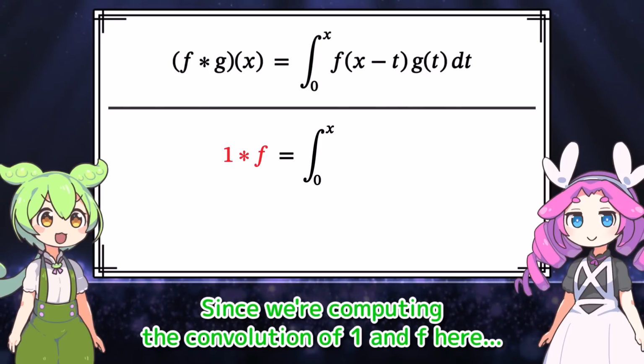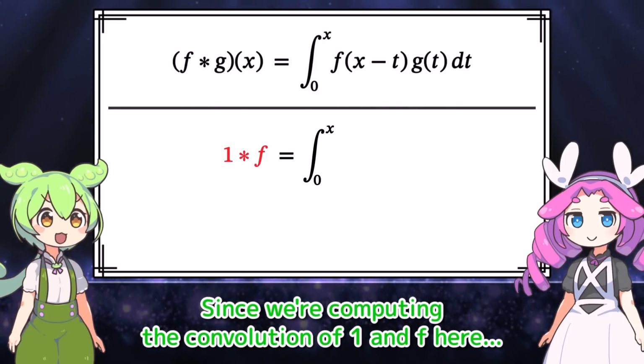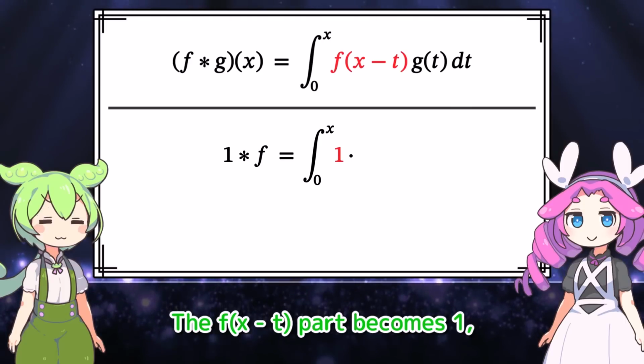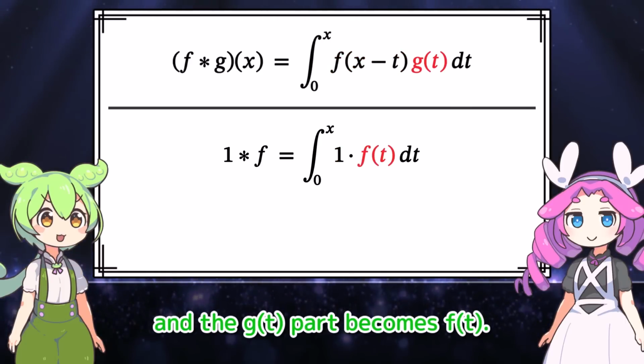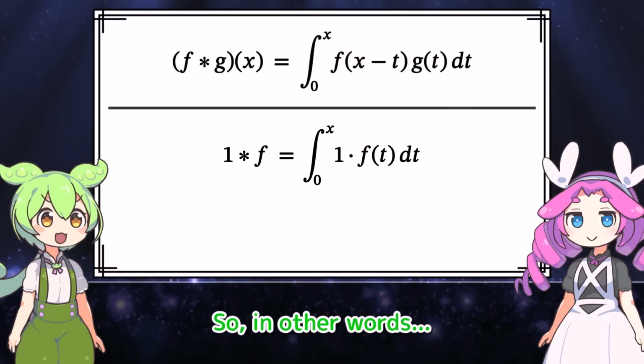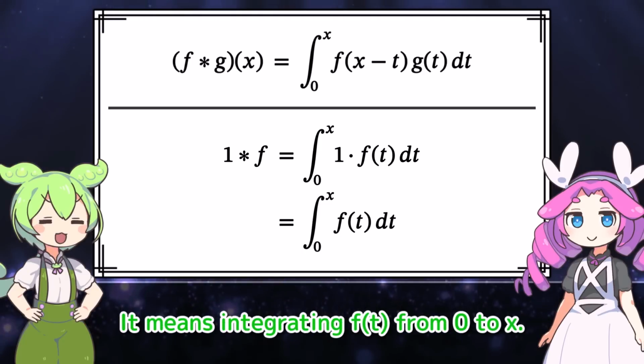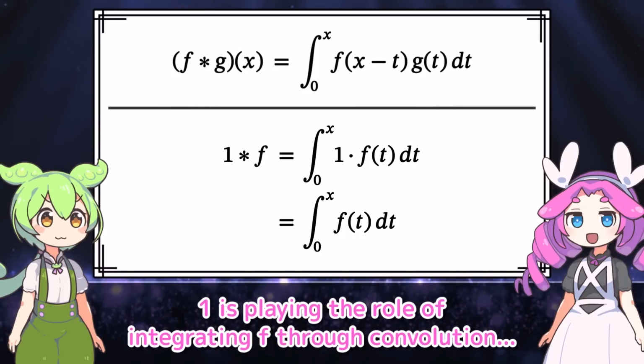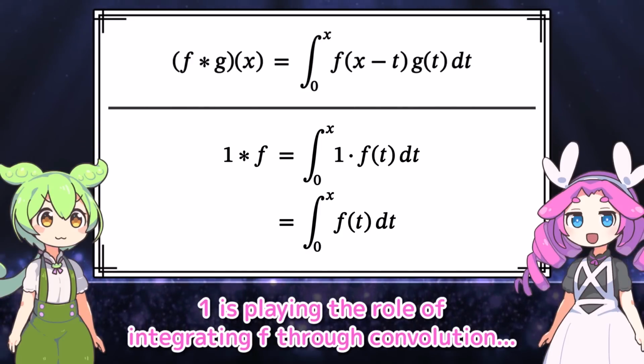Since we're computing the convolution of 1 and f here, the f of x minus t part becomes 1, and the g of t part becomes f of t? So in other words, it means integrating f of t from 0 to x. That looks correct. So in this case, 1 is playing the role of integrating f through convolution.